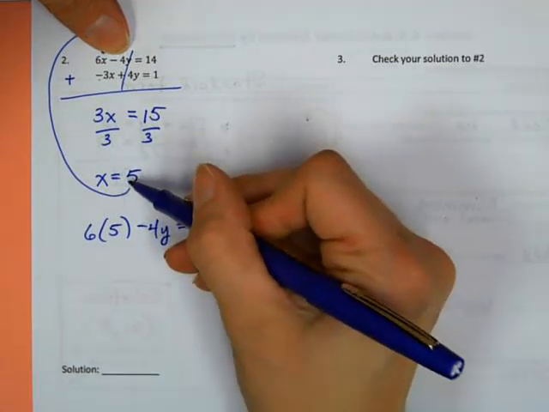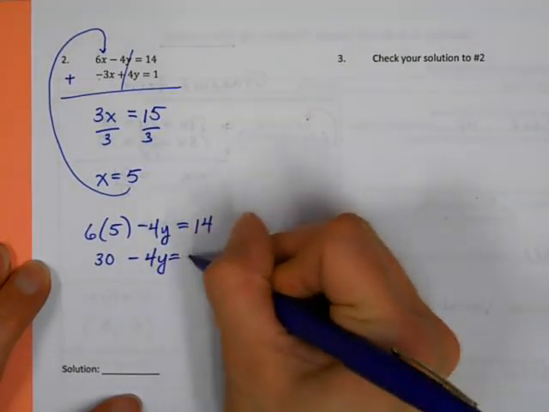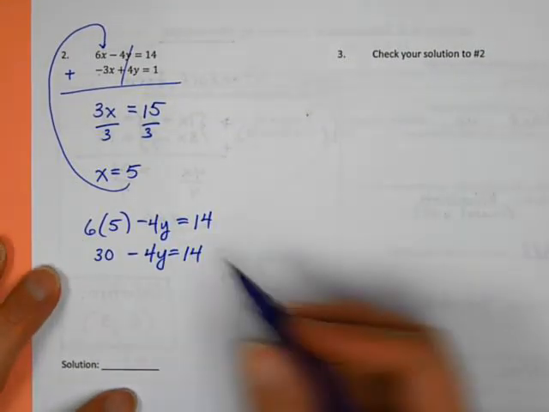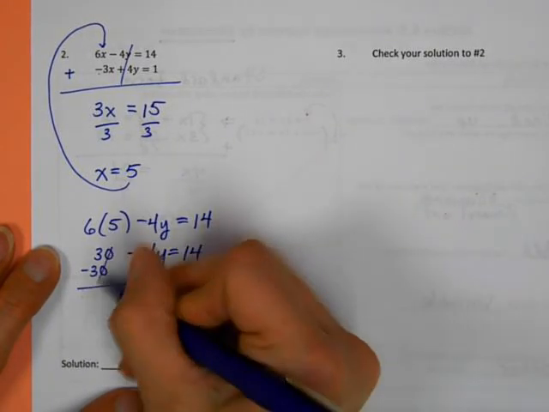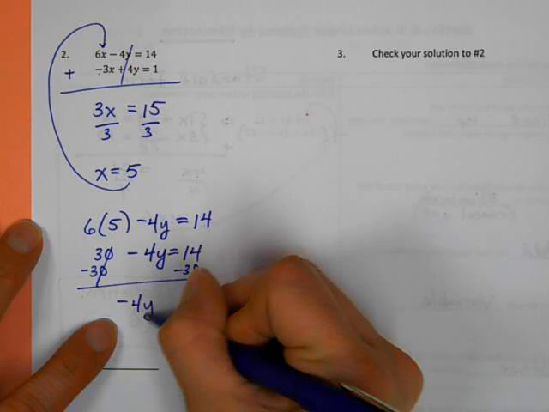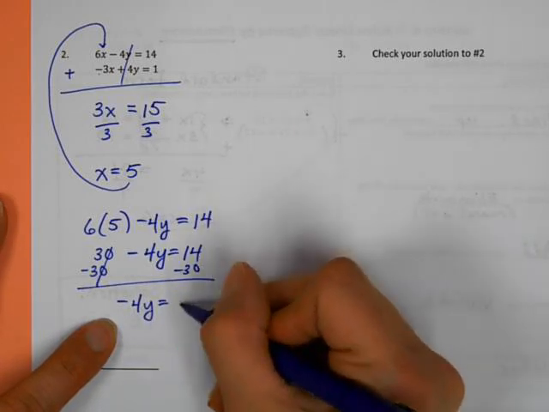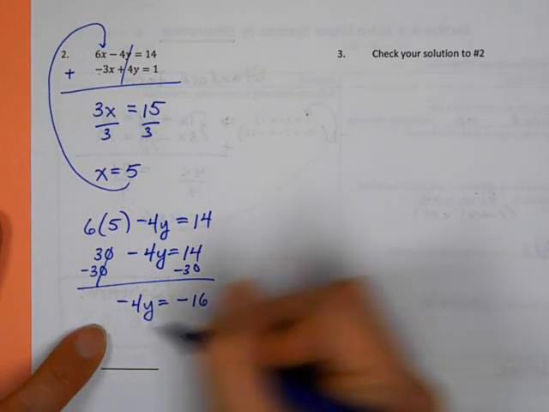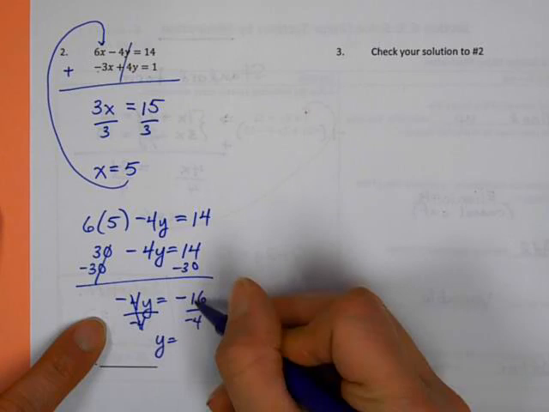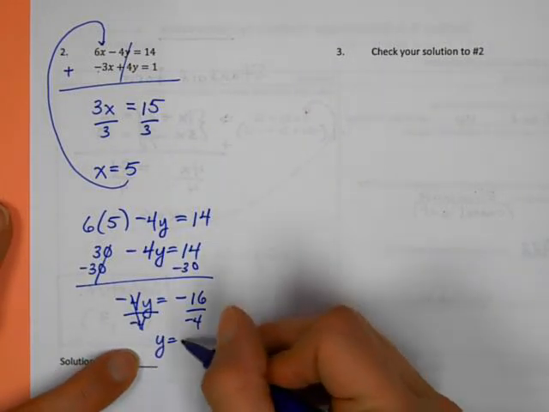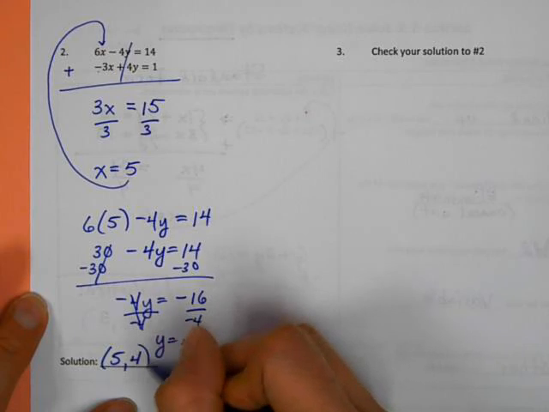So we found the x value, now we're trying to find the y value. 6 times 5 is 30. Write the rest of the equation. Let's put the numbers on one side. Let's subtract 30 from both sides. Don't forget the negative here. Negative 4y equals 30 minus 14. That's negative 16. And here I have to divide both sides by a negative. And a negative divided by a negative makes a positive 4. So the solution, I think, is 5, comma 4.